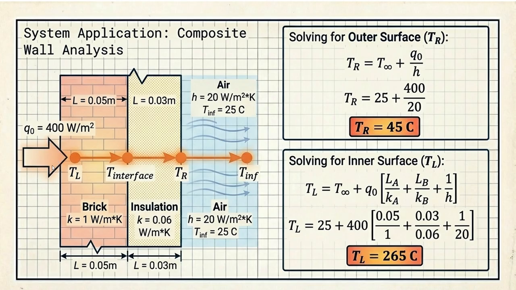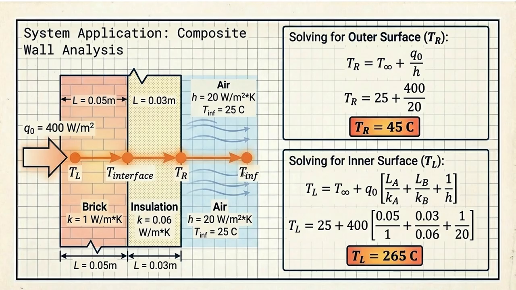So heat supplied to the wall was 400 watt per meter square. The dimensions and thermal conductivities of all these materials are given. Using the electrical circuit Ohm's law analogy, we can assume this as a resistance, this as a resistance, and this as a resistance. The length of this wall is 0.5 meter, length of insulation is 0.3 meter, and the surrounding would be infinite.